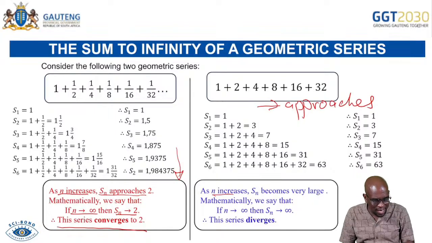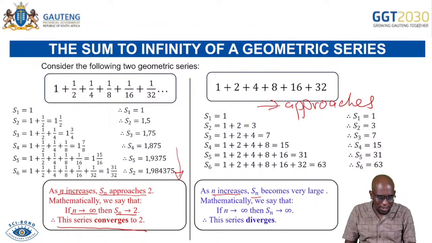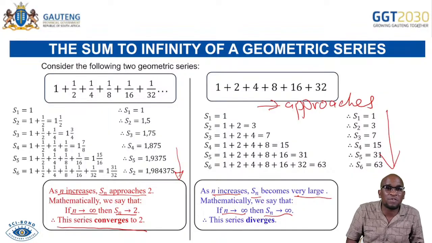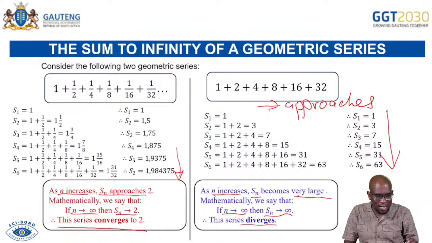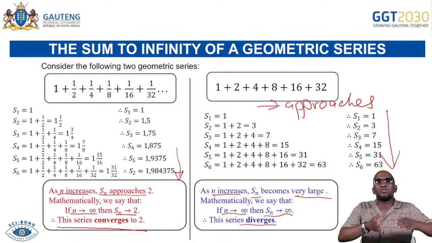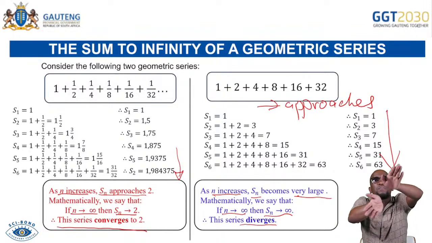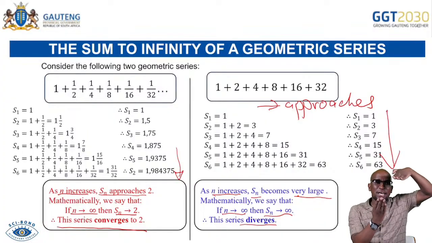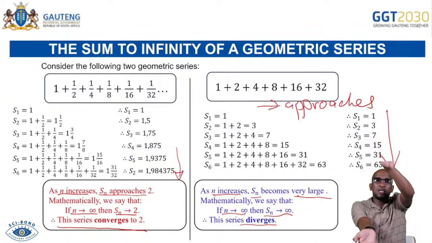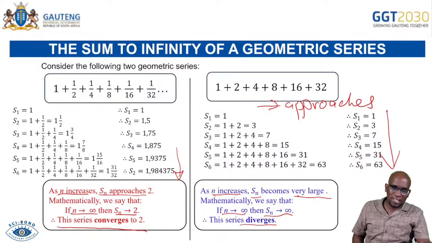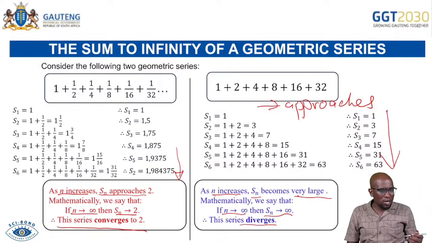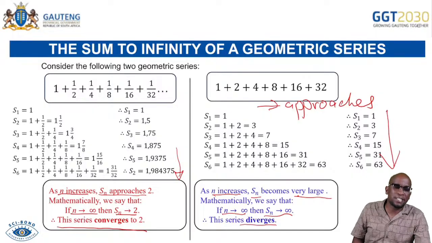So we say as n increases, S sub n becomes very large because you can see that there's an increase here. As n tends to infinity, S sub n also tends to infinity. So we say that the series diverges. It is because it is not getting to the same value. It is becoming bigger and bigger. So unlike converging, this series now is diverging. So we call it a divergent series. Now we want to study further the one that is converging, the one on the left.